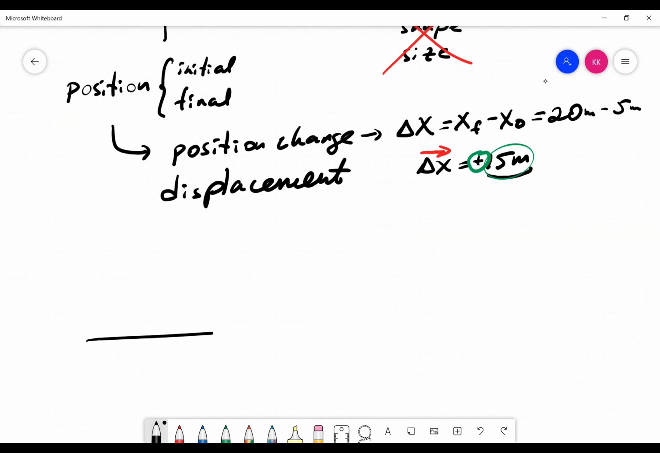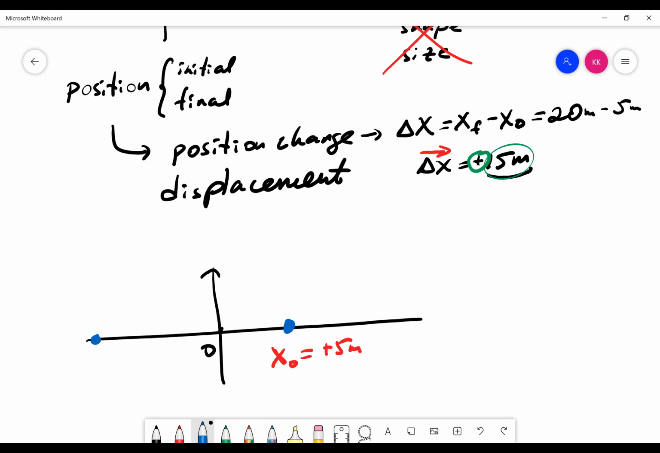All right, so now imagine this. Let's say we have the same person here at x initial equals plus 5 meters. Again, that means the position of the object is 5 meters in a positive direction relative to the origin, which means to the right. But let's say this time the object goes to this position, and this is going to be our x final. Now, what is the position of that x final?